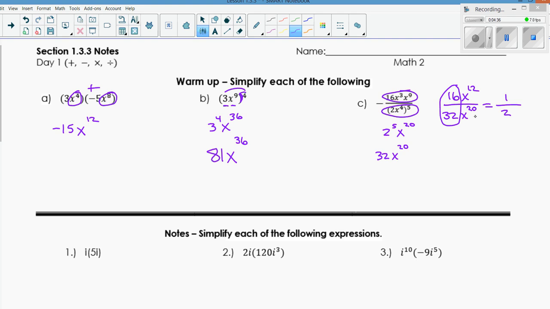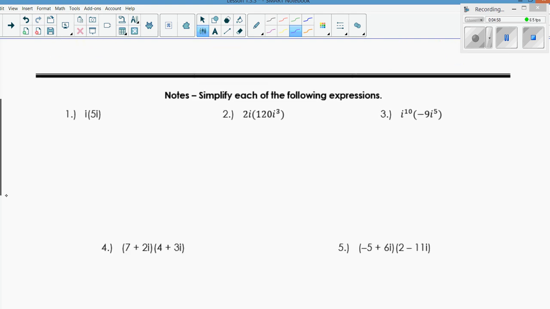And then x to the 12th and x to the 20th. We haven't talked about this in a while, but if you think back to when we first talked about rules of exponents, if there's 12 x's being multiplied on top and 20 on bottom, 12 of them are going to cancel out, and it's going to leave you with 8 in the denominator. So my answer is actually 1/2x to the 8th. Okay? Alright, let's go into today's lesson.